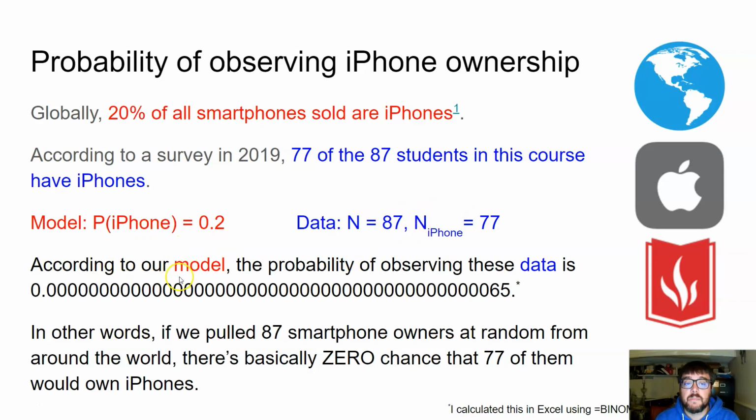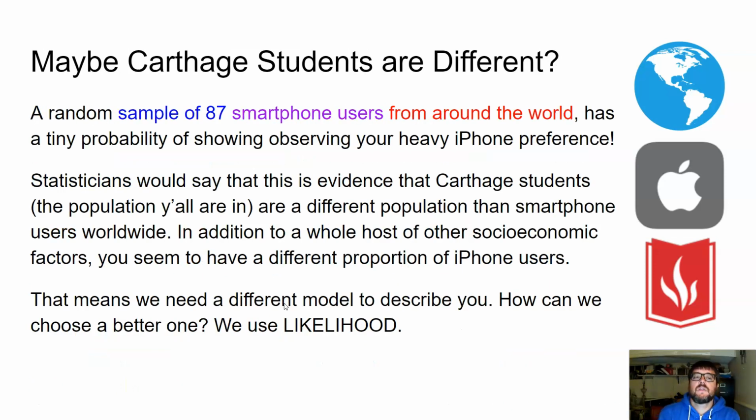We can use our model to compute the probability of observing that. It's a binomial distribution. That number, which is basically 0, is the probability of observing these data given this model. So we could say that these data are not very probable given this model. The logical thing to say is that 87 smartphone users from around the world might have something like 14 iPhone users, but 77 is just really unlikely.